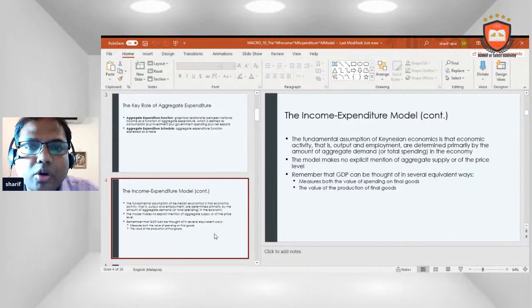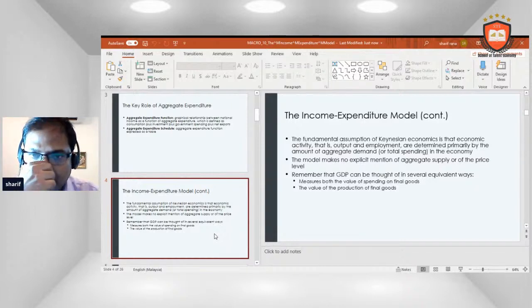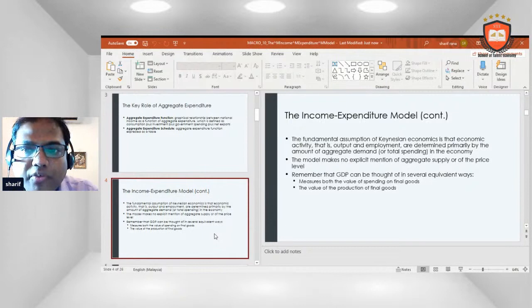Income expenditure model. The fundamental assumption of Keynesian economics is that economic activity, that is output and employment, are determined primarily by the amount of aggregate demand in the economy. The model makes no explicit mention of aggregate supply or of the price level. Remember that GDP can be thought of in several equivalent ways, measuring both the value of spending on final goods and the value of production of final goods.